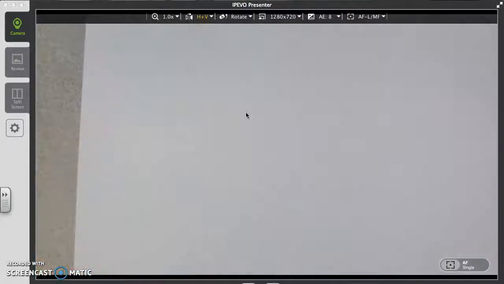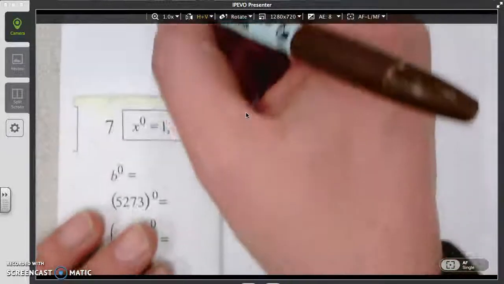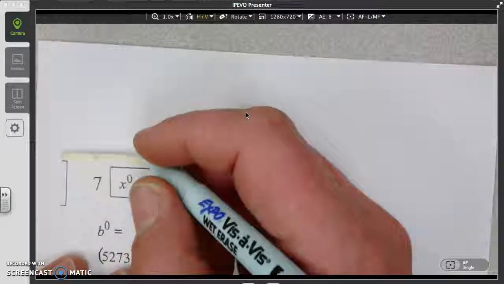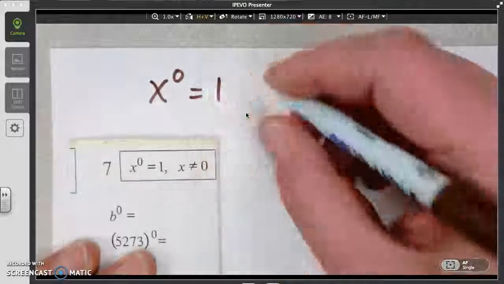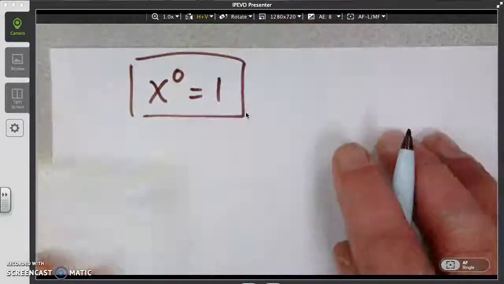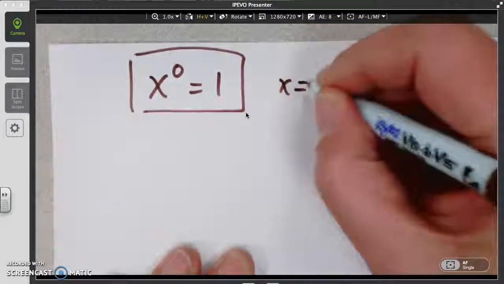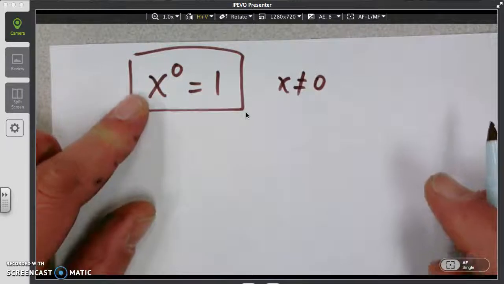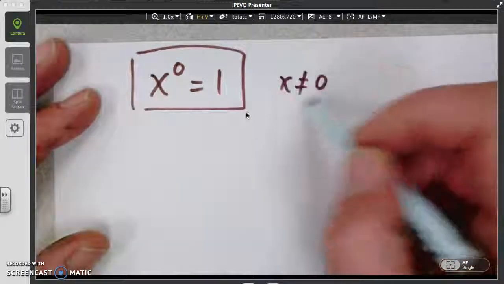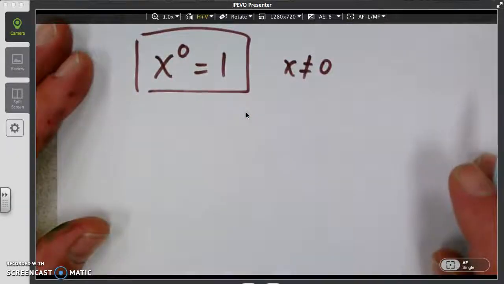Final things here. Last one, the zero rule. Now, for some people, this is the easiest one to remember. X to the 0 equals 1. That other part of that rule just said that you can't put x as 0. 0 to the 0 can't be done, but for the most part, you're never going to have to worry about that. Let's focus on why it is 1. Why isn't it anything else?